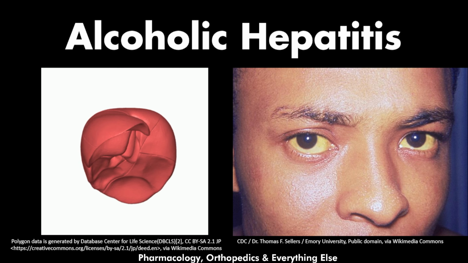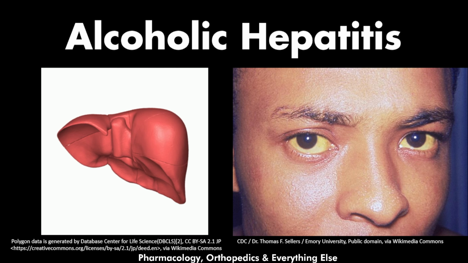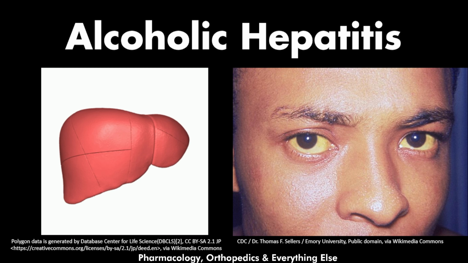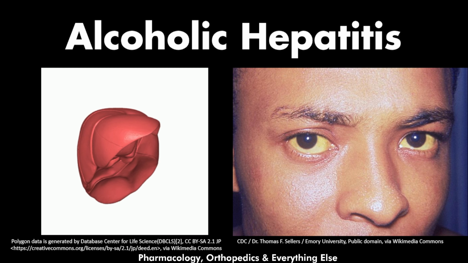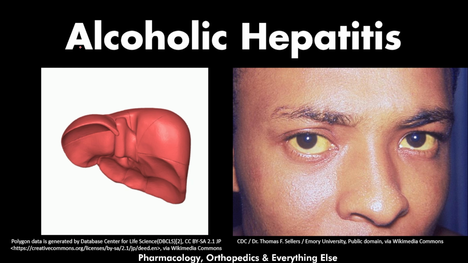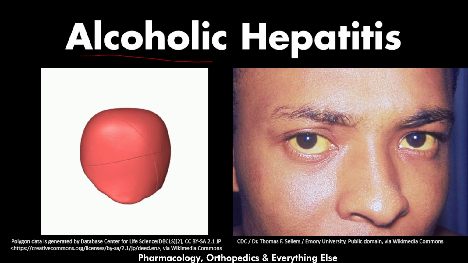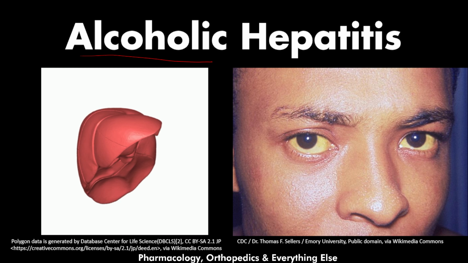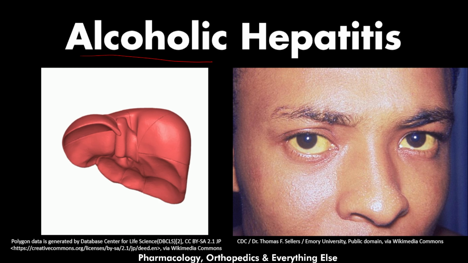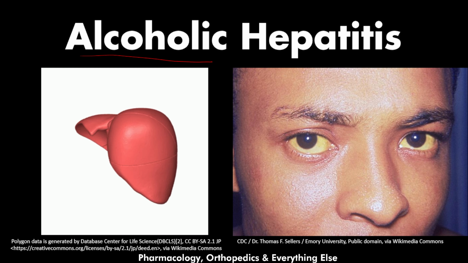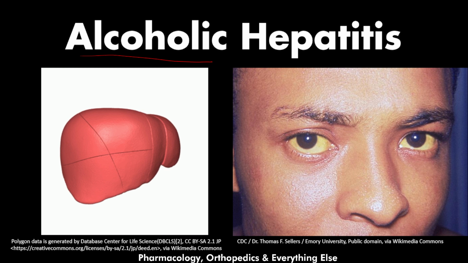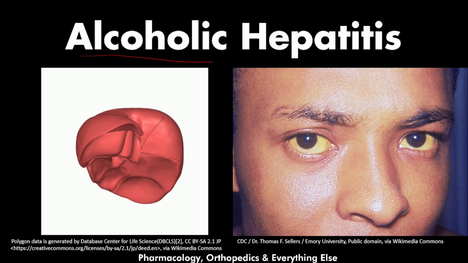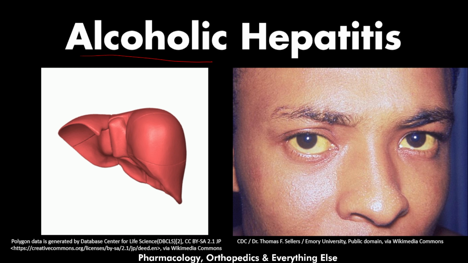Hello and welcome back to the liver class where we discuss all the conditions and diseases affecting the liver. And here we will talk about alcoholic hepatitis. Alcoholic hepatitis is an acute inflammation of the liver due to alcohol use. And here we will talk about the definition, pathophysiology, signs and symptoms, diagnosis and treatment of this condition.